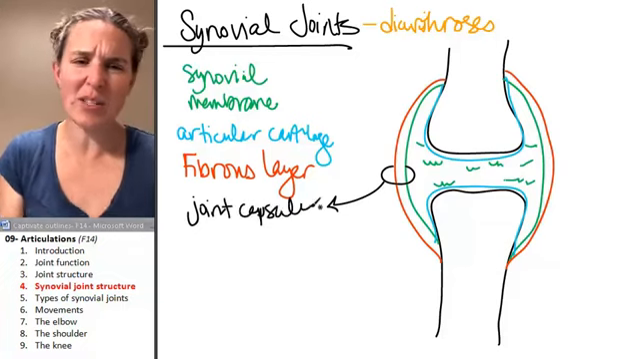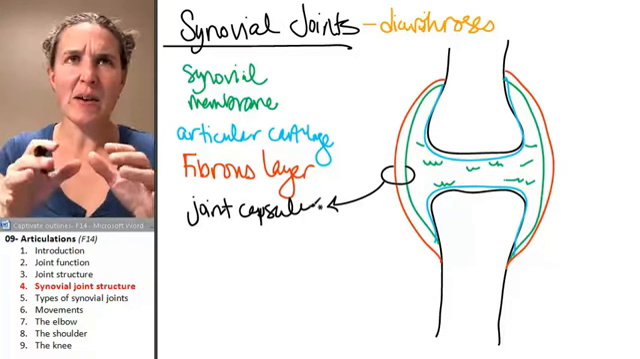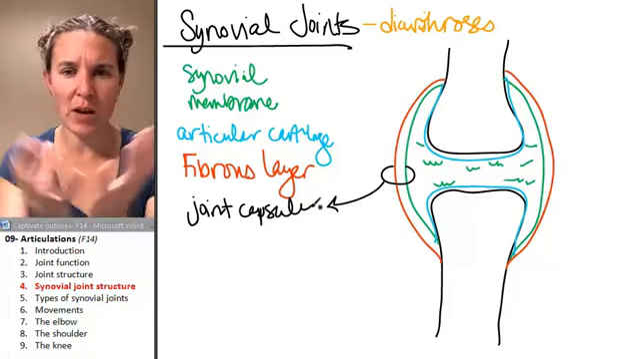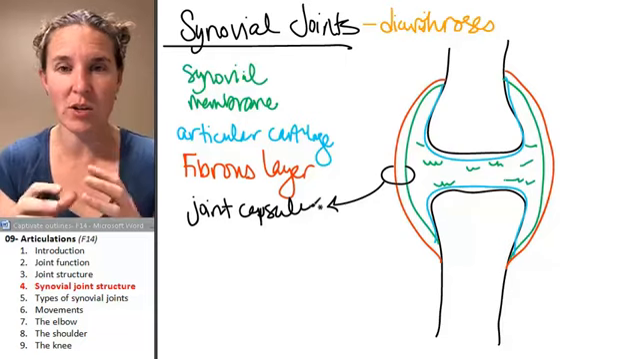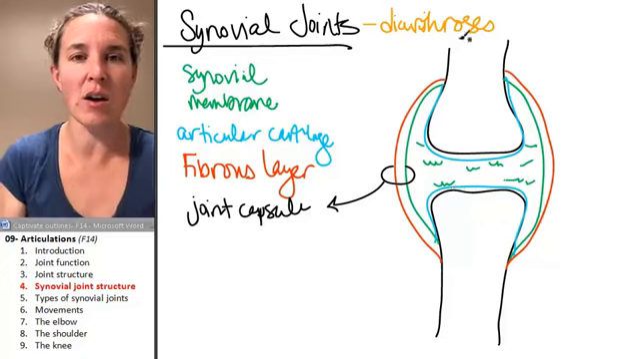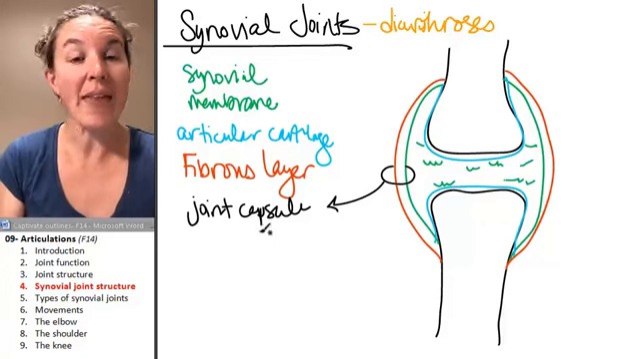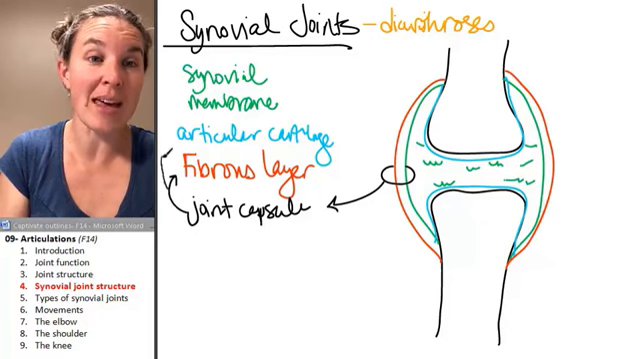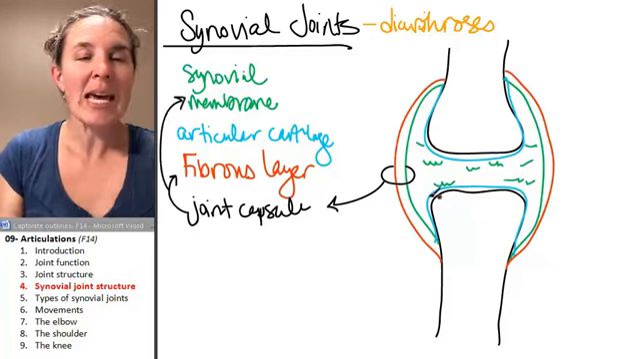Does that work for you? Does that make sense? A capsule is surrounding it. It's forming a little space around our two bones, a little pocket around our articulation. And the joint capsule is made up of the fibrous layer and the synovial membrane.